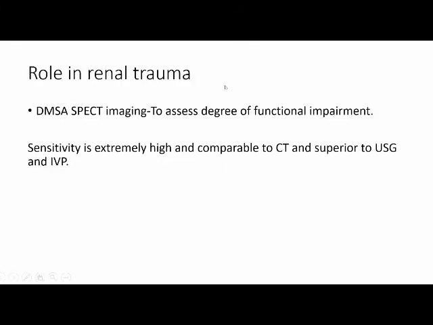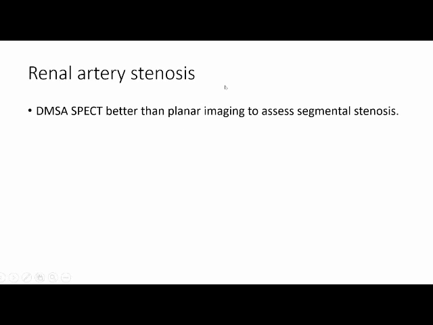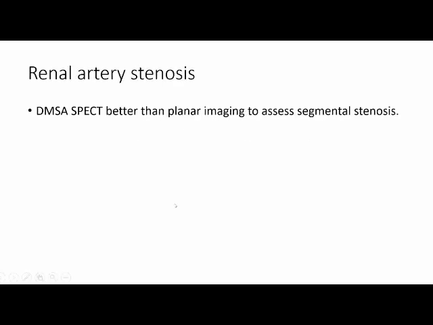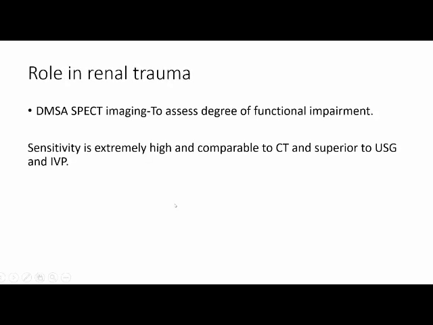Coming to the role of nuclear medicine in assessing renal trauma, in an acute setting, to assess whether renal vascularity is maintained or not, a DMSA SPECT scan can be done to assess the degree of functional impairment. The sensitivity is extremely high and comparable to that of CT, and it is superior to that of ultrasound and intravenous pyelogram.